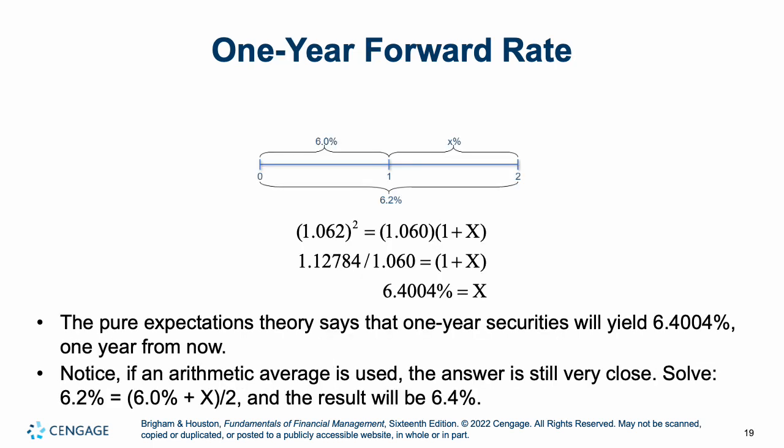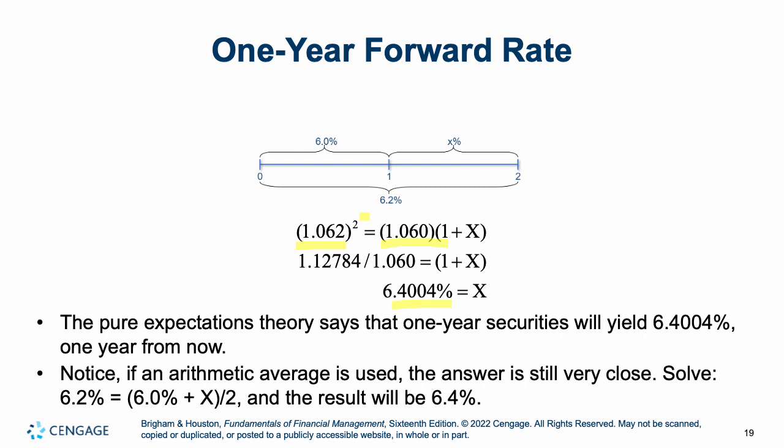So how do we do the 1-year forward rate? Well, the 2-year rate is 6.2, so 1.062 squared is going to equal 1.06, or 6%, times 1 plus x, the rate we're interested in here. This is the actual formula you're going to use, and we would get just over 6.4%.